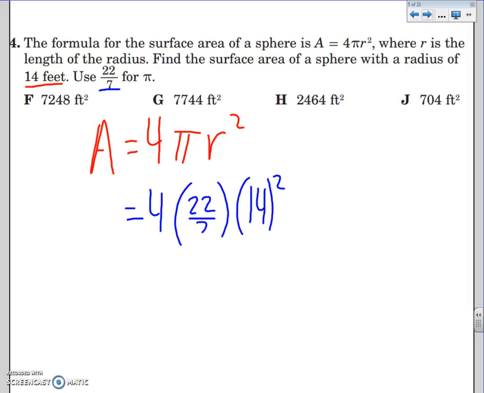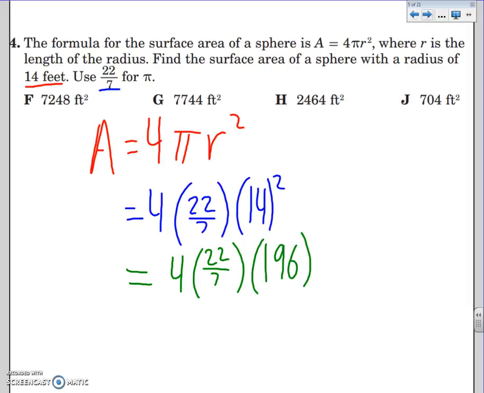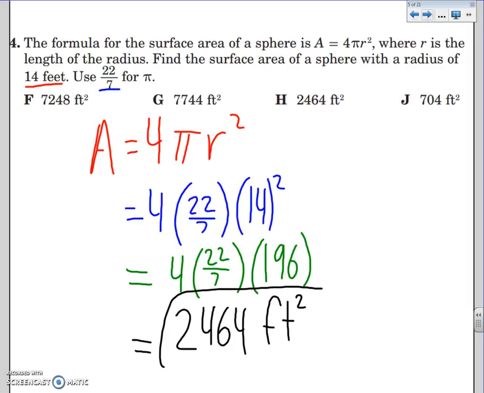So, in case you're wondering, I'll leave it like this. If I multiply all 3 of those together at the same time, times 4 times 22/7, I get 2464. 2464, H.